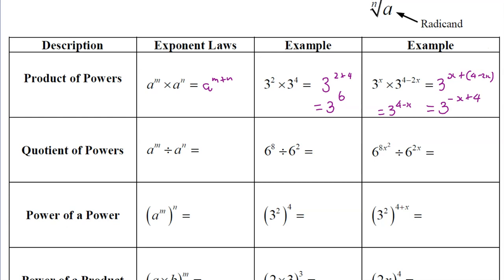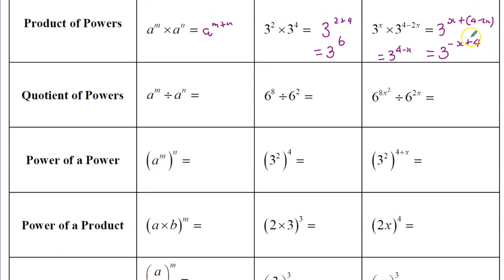Quotient, when you're dividing powers with the same base. So the proviso is the base has to be the same, we subtract the exponents. This is 6 to the 8 minus 2, which is 6 to the 6. This is 6 to the 8x squared minus 2x, and no further simplification.